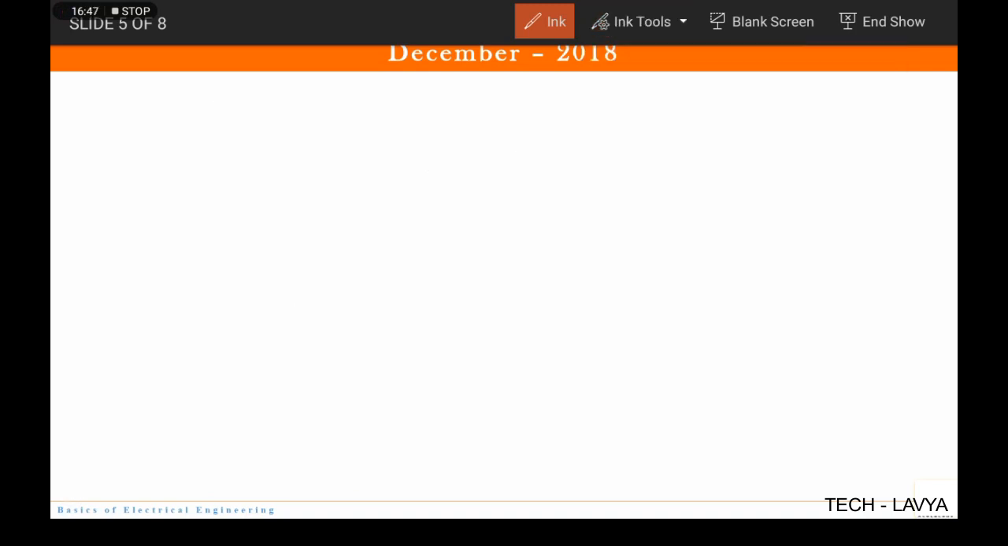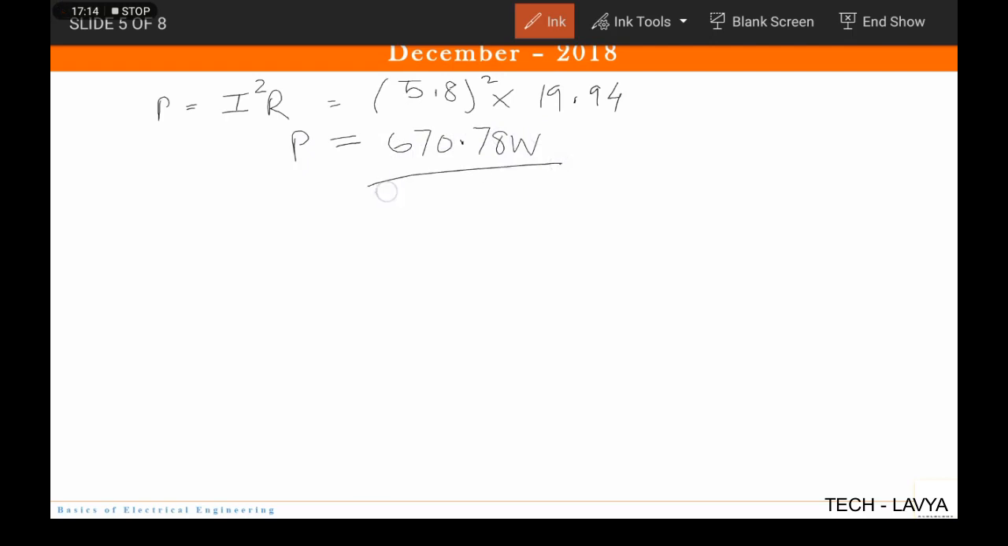Okay. Now let us calculate the power. What is going to be the power? It is I squared R. So 5.8 squared multiplied by 19.94. So the power comes out to be 670.78 watts. This is when the current is 5.8 amperes. That is case number 2.